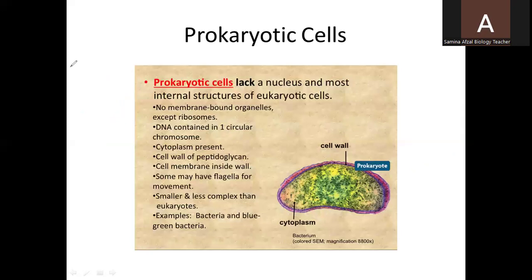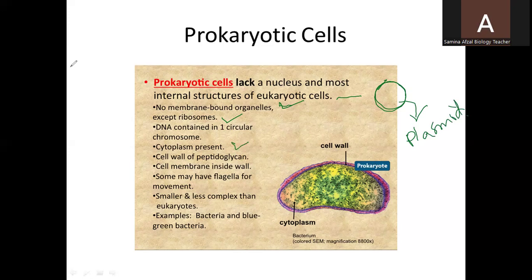So the prokaryotic cells lack a nucleus and most internal structures of eukaryotic cells. Different structures, organelles properly, which are present in eukaryotic cells, they are not present in prokaryotic cells. So they are different. So no membrane bound organelles. All organelles which have membranes around them, they are not present. Only the ribosomes have that. So DNA is contained in one circular chromosome, which is called as plasmid.